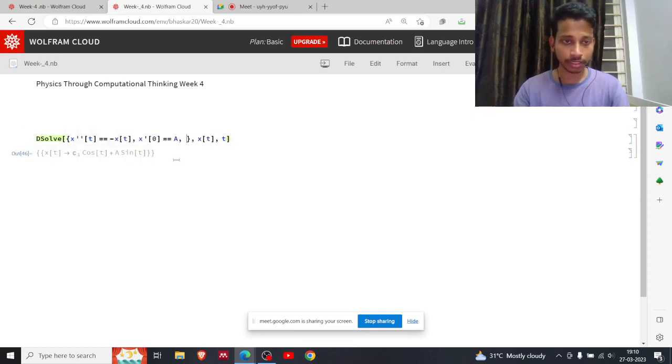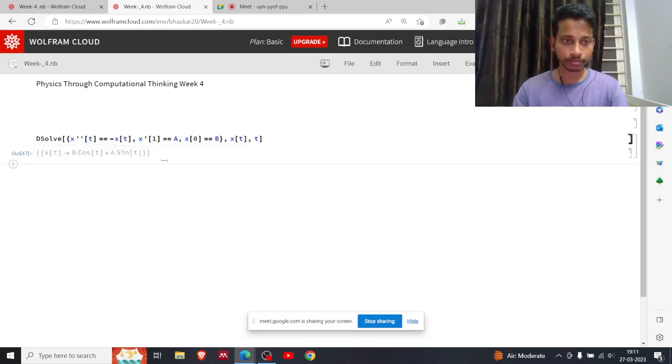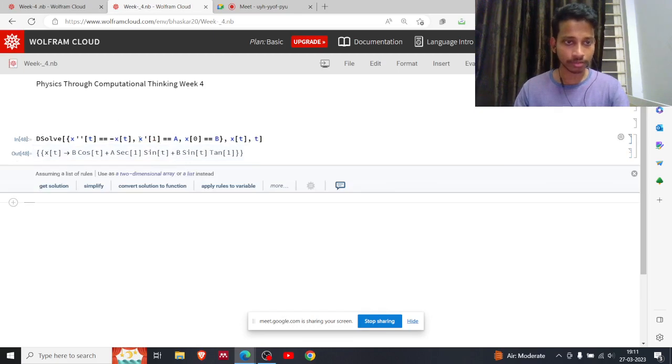Now I will give another initial condition, that is x0 equal to b. So now you can see that c1 is changed to b, so b cos t plus a sin t. Now if I change the initial value from t equal to 0 to t equal to 1, then we get this kind of complicated solution, that is b cos t plus a sec 1 sin t plus b sin t tan 1.